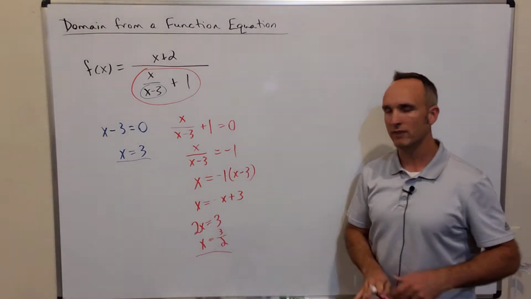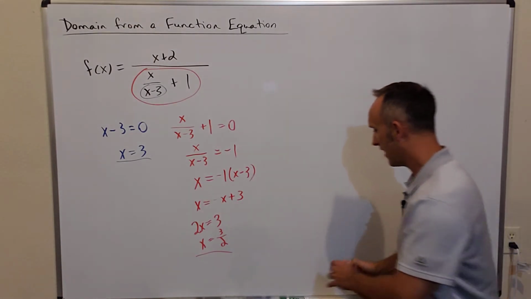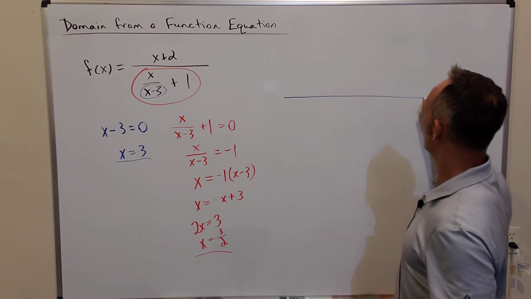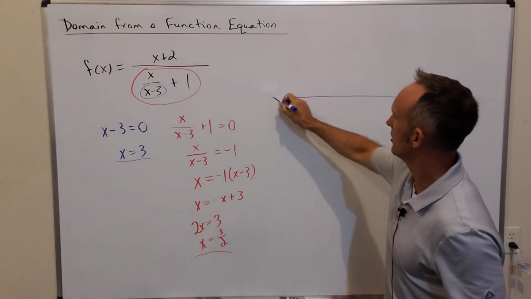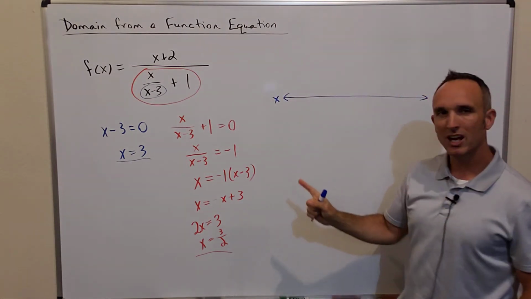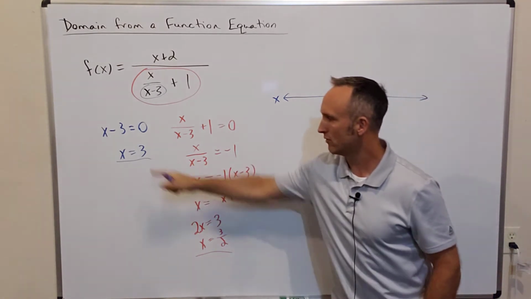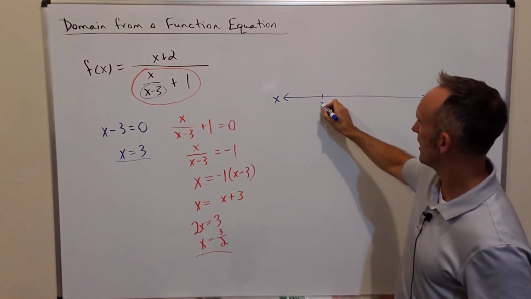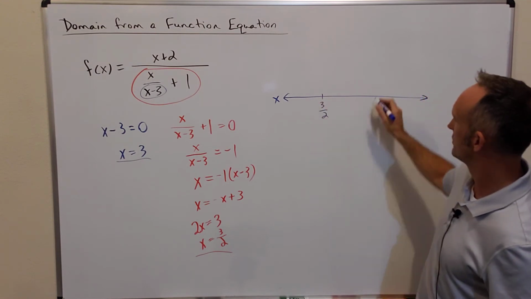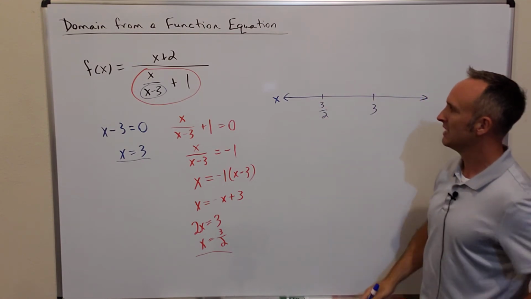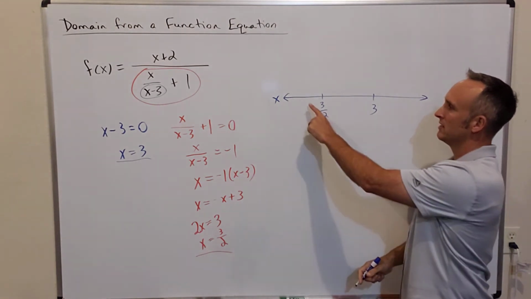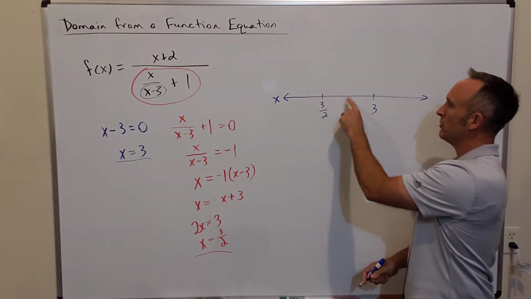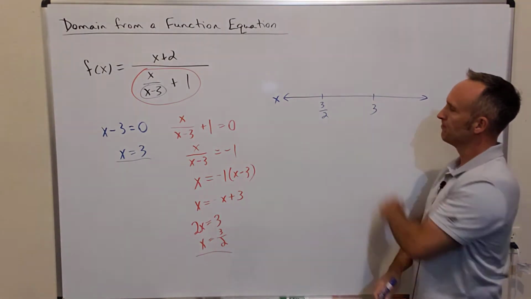So I've got two critical values here, 3 halves and 3. So now I'm going to visualize my domain on a number line. I will cut my number line at my two critical values. The smaller one is 3 halves. That's the same thing as 1.5. So I'll put it to the left of 3. And now I have to evaluate 3 halves and 3, so that's 2 pieces. And then I have to evaluate the 3 regions in between, okay?